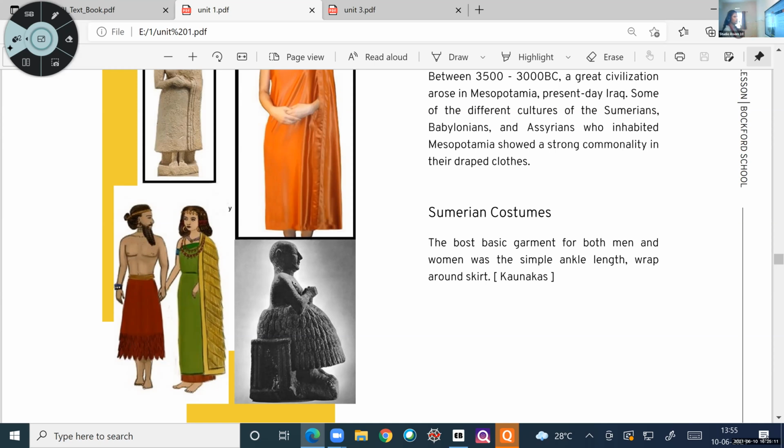You just need to understand what it is, how it differs from other costumes, whether it is Indian costume, Roman costume, or Greek costume. I want you to understand how it differs from each type and how similar they are. If you are asked to state the similarity, you should be able to do that. If you are asked to differentiate, you should be able to do that.